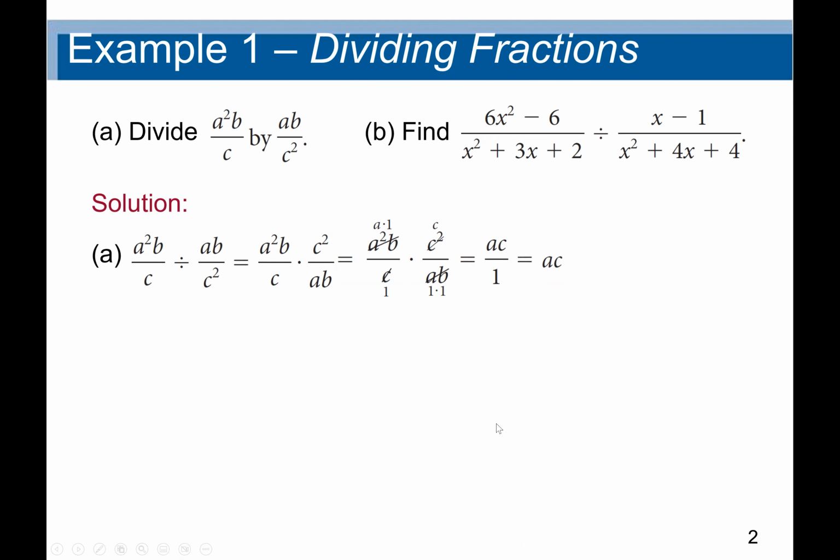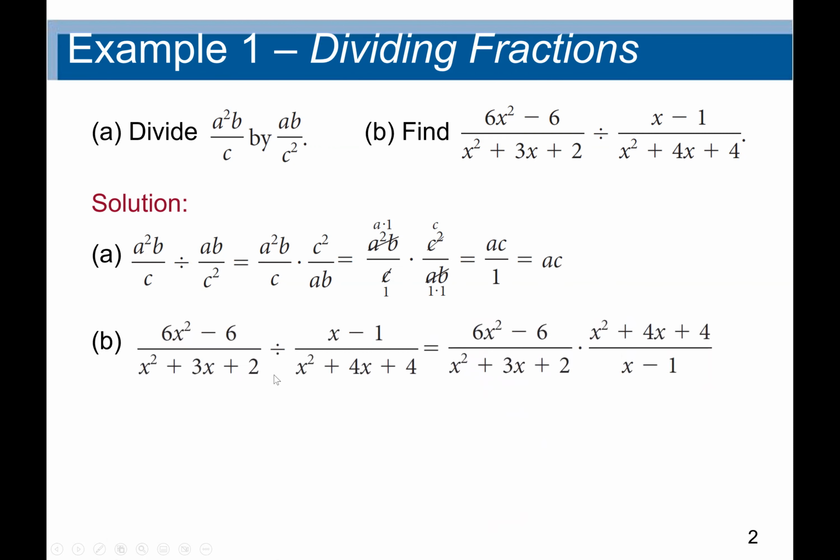Now let's look at the second example, which is more interesting. In this example, we may need to factorize some of the expressions. So now we have our first term divided by the second term. The first thing we need to do again is change the division sign to multiplication by turning our second expression upside down, or finding the reciprocal of it. So we get x squared plus 4x plus 4 divided by x minus 1. We turn it upside down.